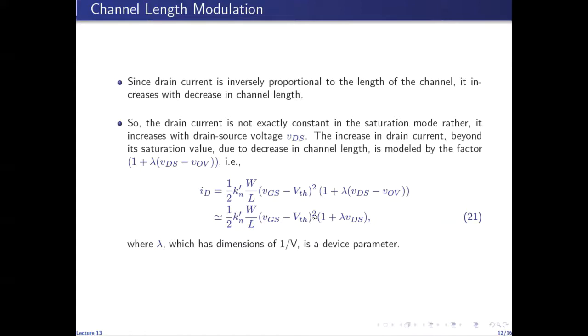Since this term here already corresponds to the value of the saturation current, so it has dimensions of current, which means that this factor should be dimensionless, which in turn means that since VDS has units of volts, lambda has dimensions of 1 over volt. So lambda is not only a process dependent parameter, but it is also a device dependent parameter. As I will show in a minute, lambda has an inverse dependence on the channel length of the device.